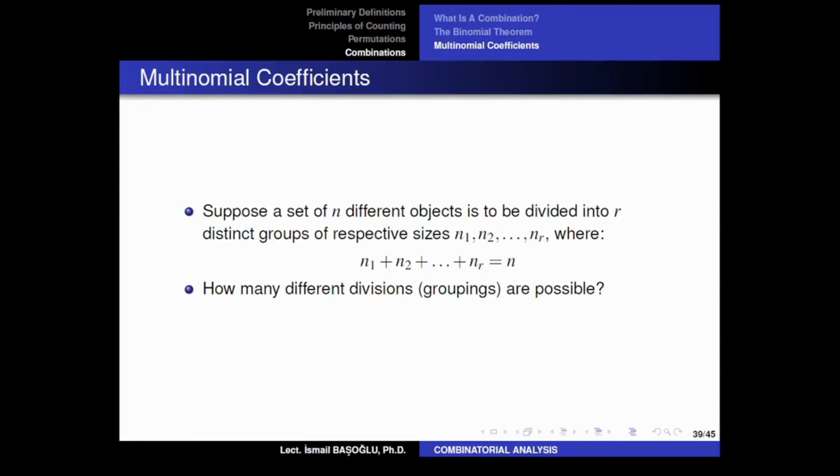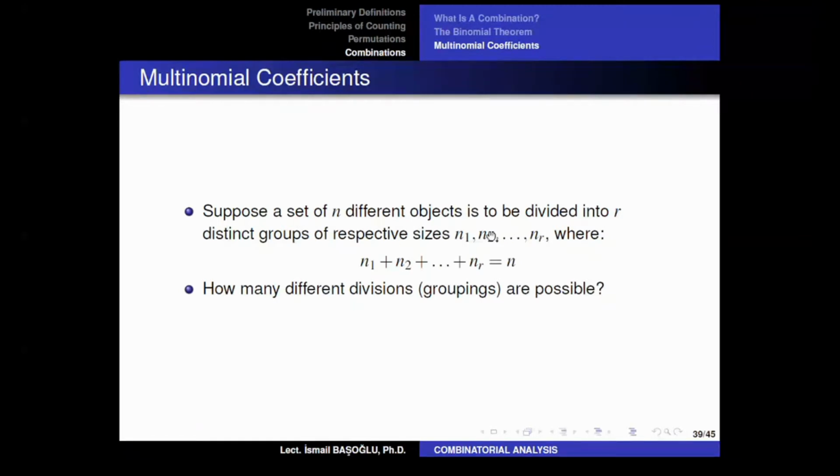Imagine we have a set of n different objects, and we are going to divide these n different objects into r distinct groups of respective sizes. So imagine we have r boxes, we have n objects. We are going to put n1 of these objects into the first box, and n2 of these objects into the second box, so on and so forth, like that. nr objects is going to be put into the rth box.